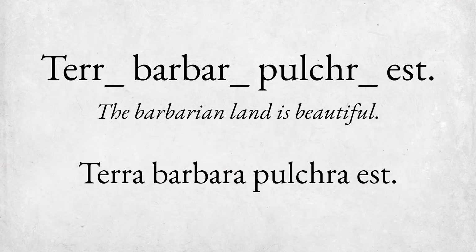Now, why not terra barbara pulcram est? Because with the verb to be, we never have an object. So something is whatever, both something and whatever are in the nominative case. And that's also how it is at least supposed to be in English.